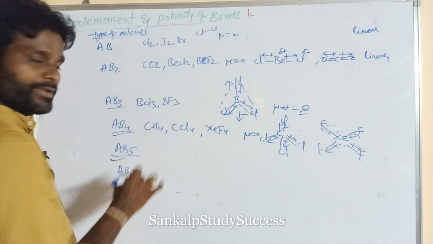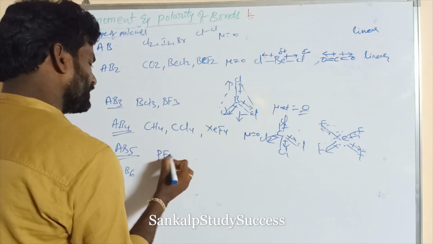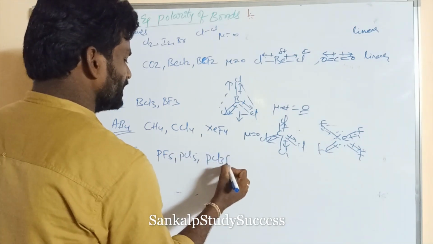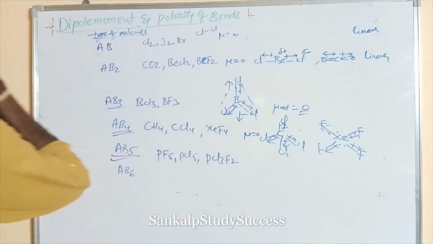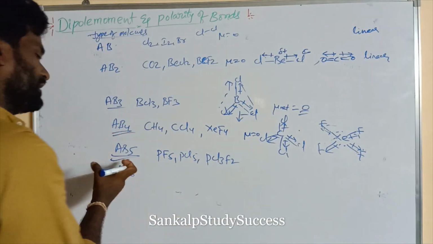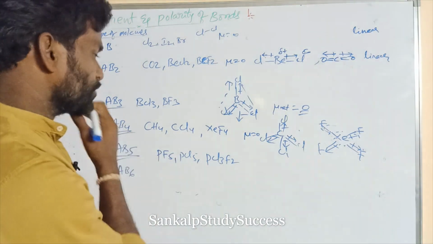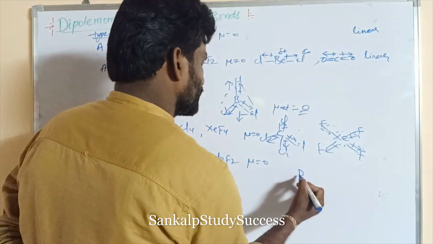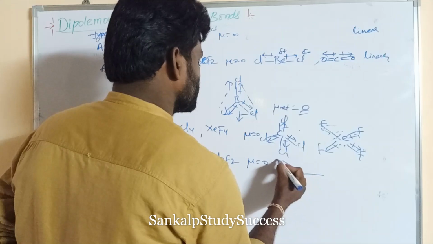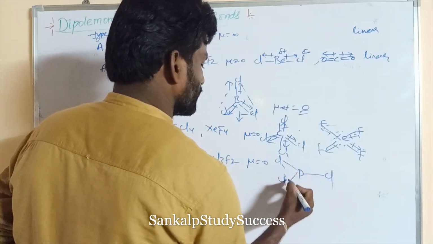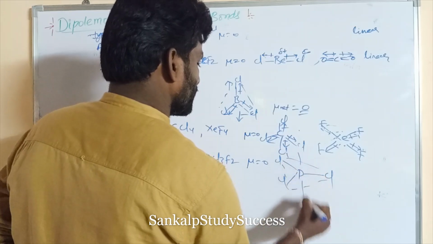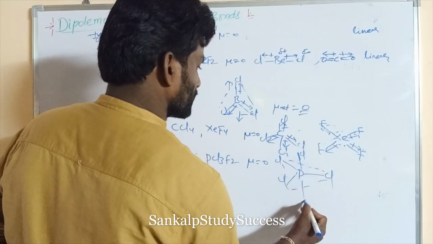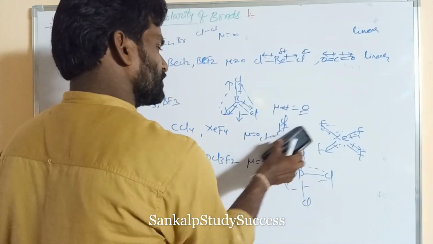Next, AB5 type, like PF5 and PCl5, and PCl3F2 and all these molecules having 0 dipole moment. Why? Suppose we take PCl5. So what is its shape? Trigonal bipyramidal. This is Cl. One is above, another one is below.